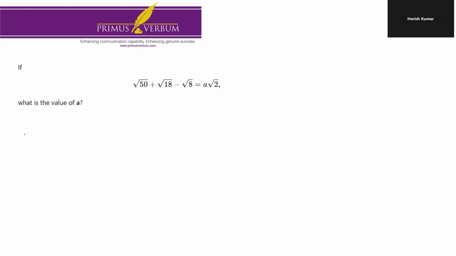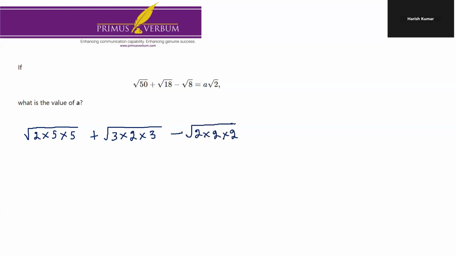We begin by factorizing the number inside the radical into its prime factors. So 50 is going to be 2 into 5, that is 10, into 5, that is 50, plus square root of 18. So that would be 6 threes are 18. So 3 into 2 is 6, into 3 is 18, minus root 8 is 2 into 2 into 2. This is equal to a root 2, that is given.